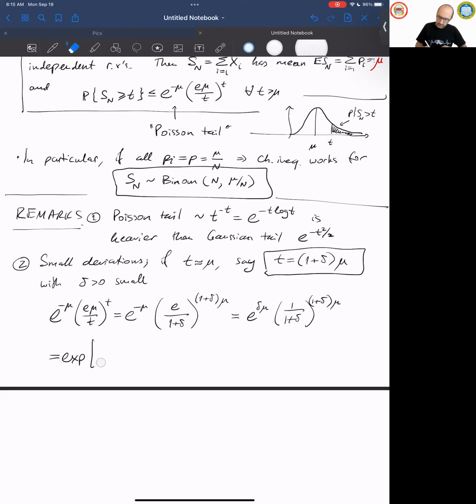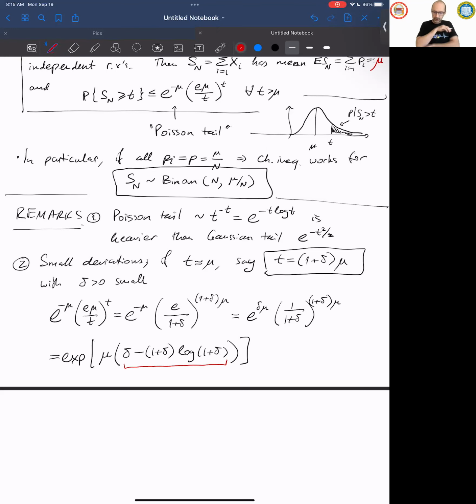So what is this? Mu will be the common factor. And there's delta minus 1 plus delta log 1 plus delta. I don't know what it is. It's some weird expression. Okay, so far so good. Yeah, it's weird. Nobody likes this, right? How do we know what this is?